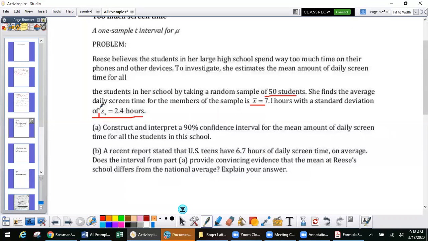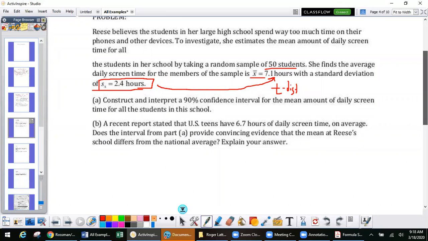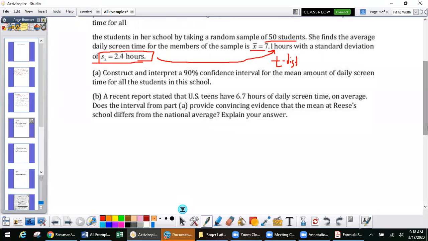She finds an average daily screen time for the members is 7.1 with a standard deviation of 2.4. Now notice, do you see how they gave us S? That's the standard deviation of these 50 people. And as soon as I have S, I start thinking T distribution. Okay, construct and interpret a 90% confidence interval for the mean daily time for all students of the school. All right, so let's go ahead and do this. So this is obviously a confidence interval. So it's asking us to go through all of the steps of PANIC just like before. All right, so let's go ahead and start off with this. So my parameter of interest is now mu, right? We're interested in this right here, mu, the mean amount of daily screen time for all students at the school.